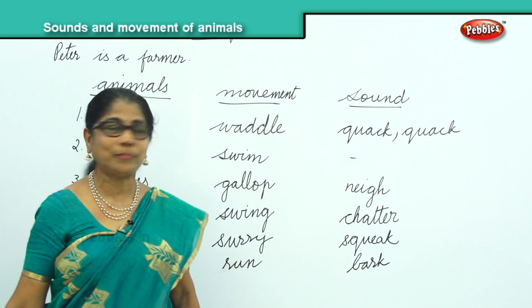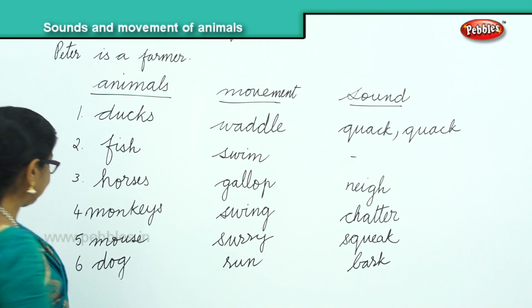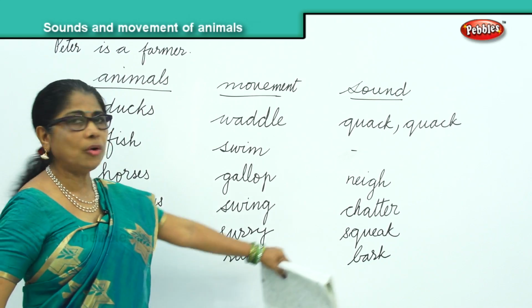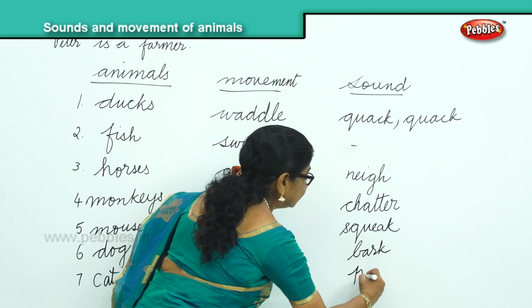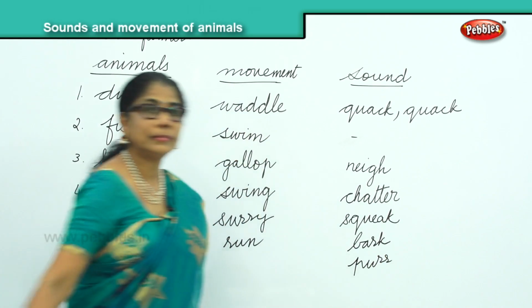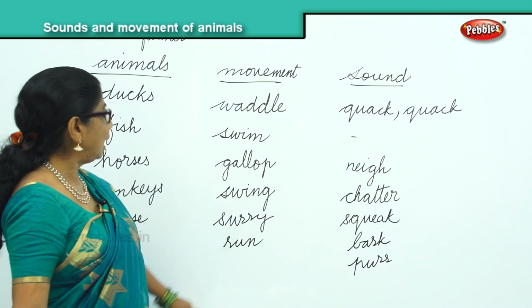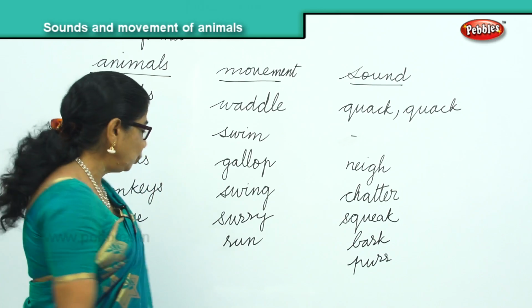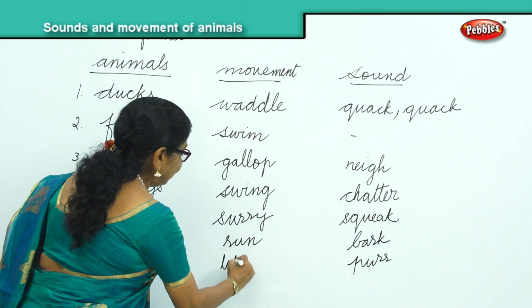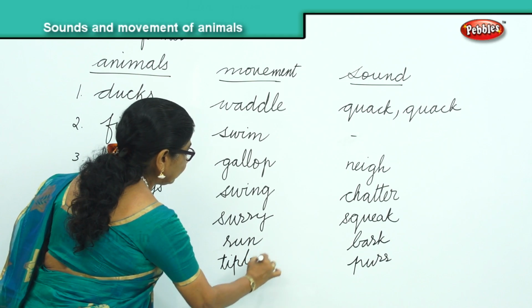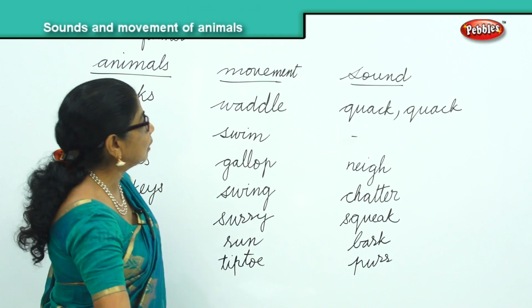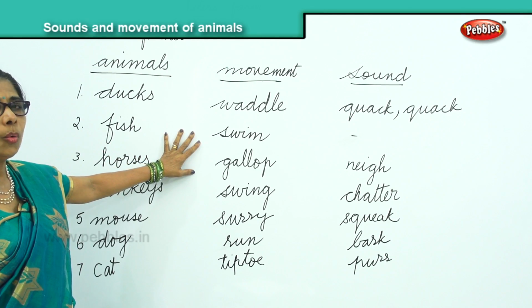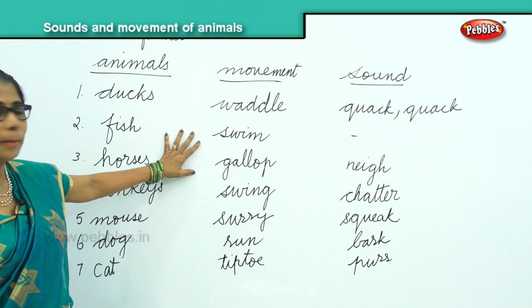Now what about the cat? He's got cats too. What is the sound made by the cat? The cat purrs. And what movement? They will tiptoe and move. When a cat moves, you will not know what sound he makes. He can tiptoe, that is the movement. So we have the movement here, we have sound here. Only the fish, they don't make any sound. Quiet, sweet little pets there.